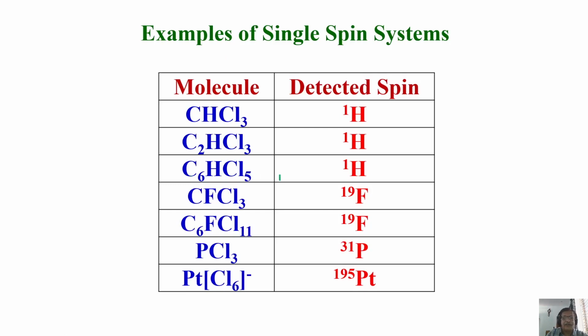Similarly, CCH5Cl2, CFCl3, fluorine. You must take fluorine NMR. If I do, you get only one peak. C6FCl3, fluorine NMR, one. PCl3, phosphorus NMR, you will get only one peak. Platinum-195 NMR, you will get only one. So these are all single spin systems. Okay, examples of only one spin system without any coupling to other things.